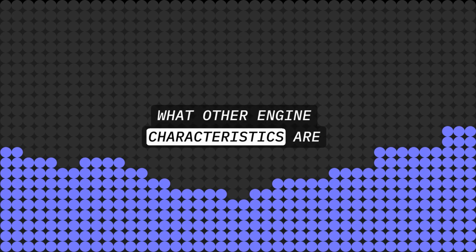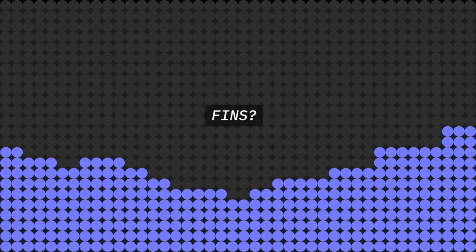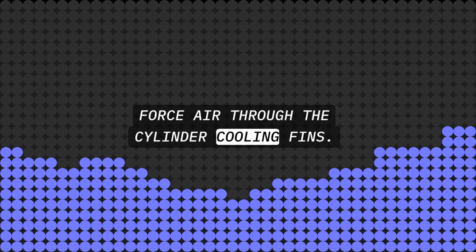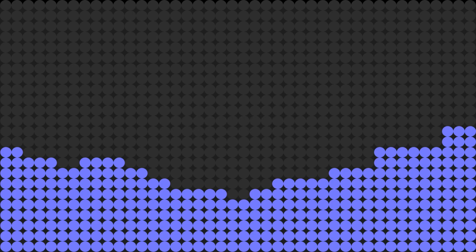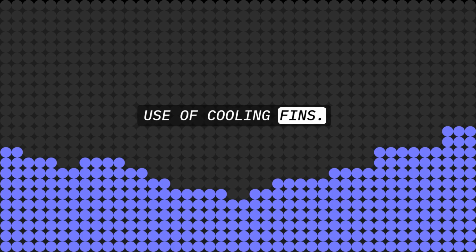What other engine characteristics are designed to aid in engine cooling besides cooling fins? The engine cowling and baffles are designed to force air through the cylinder cooling fins. How is an engine designed to provide more cooling area? The outer surface of the cylinder is increased by use of cooling fins.